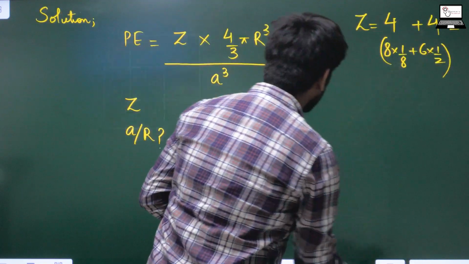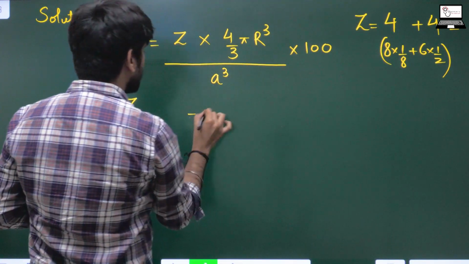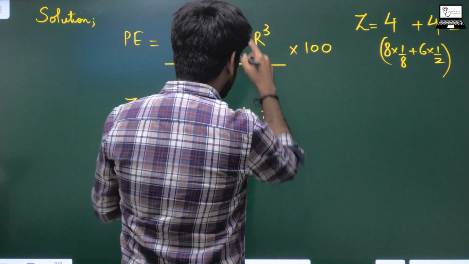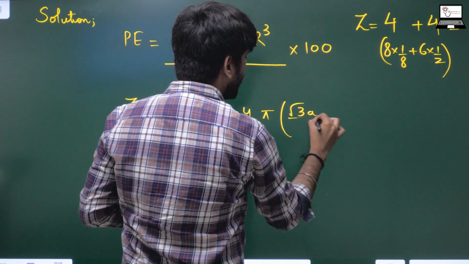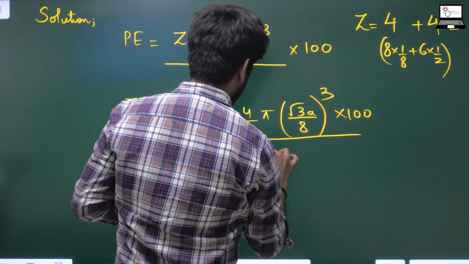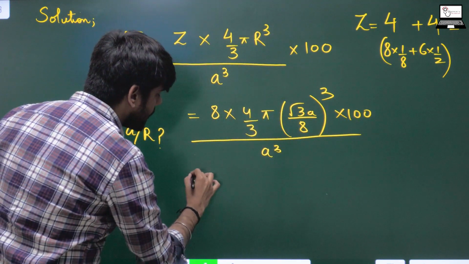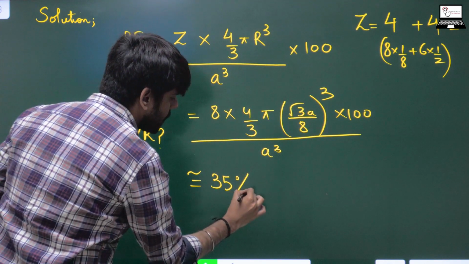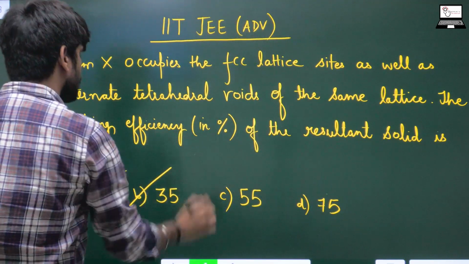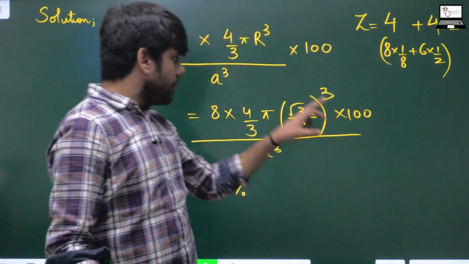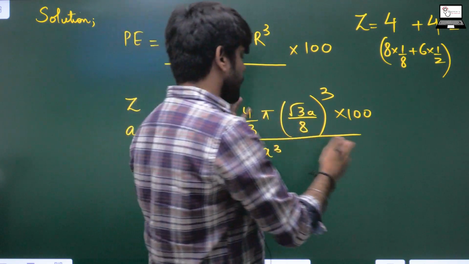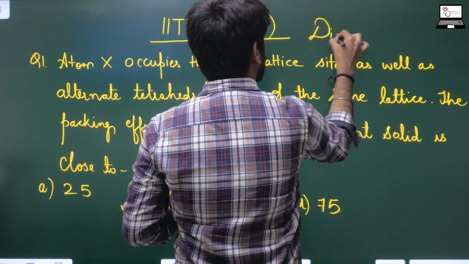If you put these values in this formula, then Z comes out to be 8, 4 by 3 pi r, and in place of r, I am writing root 3a by 8 whole cube, into 100, divided by a cube. And when you solve this, you will get approximately 35%. So B is the correct answer. Now, this is exactly like diamond. This is a diamond-like structure.